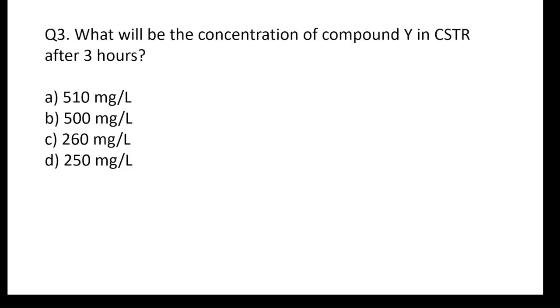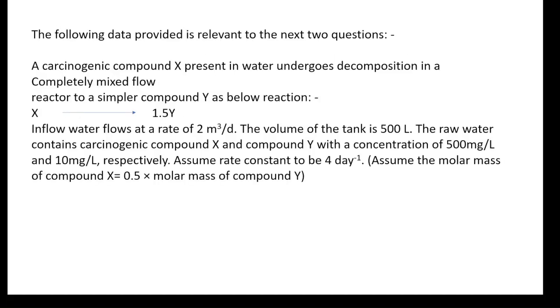I'll show the question and the solution again. So this was the data. We have Q value, we have V. Okay, we know that X and Y both are reactants here, and X is being converted to Y. And the concentration of reactant, that is C naught X, is 500 and C naught Y is 10 milligram per liter. K value is given as 4 per day, and X by Y in molar mass is equal to 0.5.